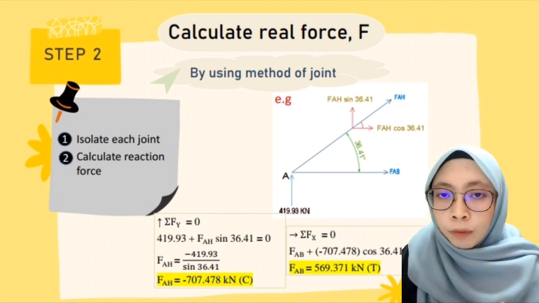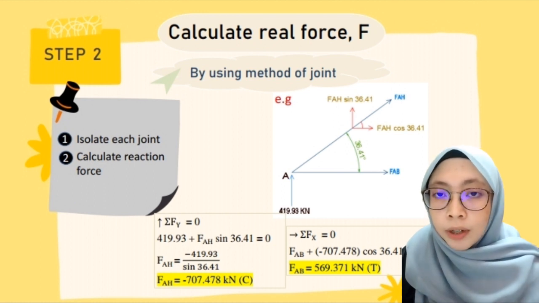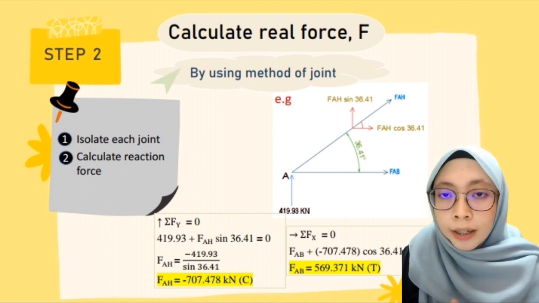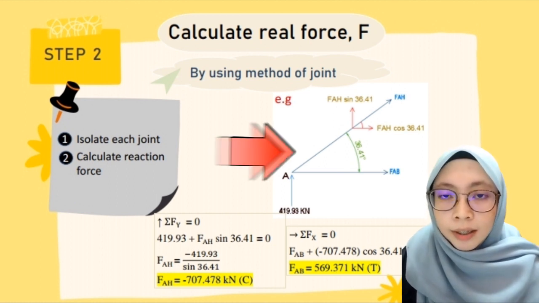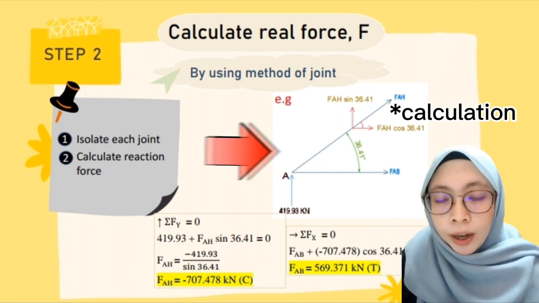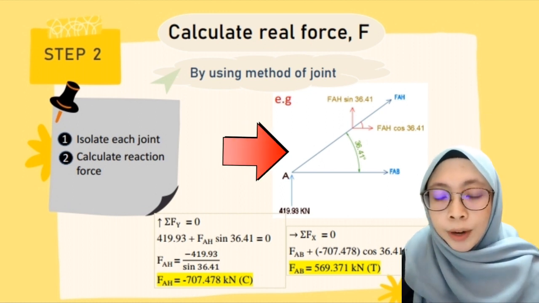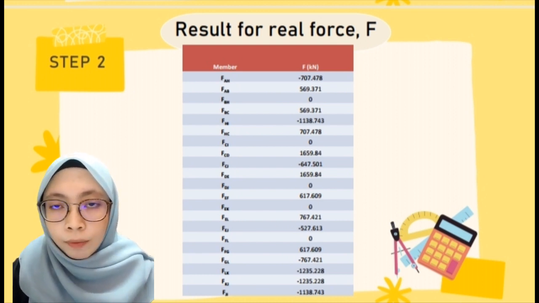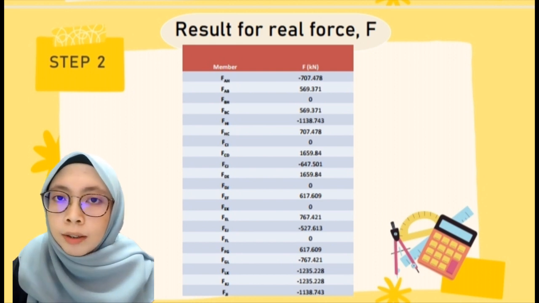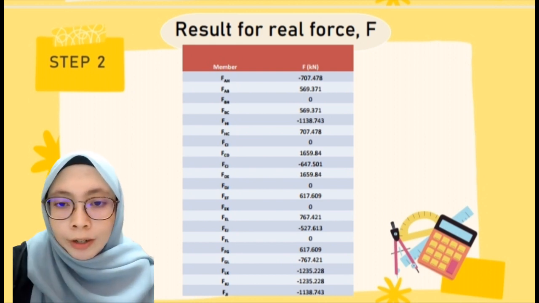Then we move to step 2, which is to calculate the real force by using the method of joints. There are two steps in the method of joints: firstly, we isolate each joint of the truss, then secondly, we calculate the reaction force. This is an example of the calculation, and we apply the same steps for every joint. This is the result that we get. The negative value represents compression while the positive value is for tension.